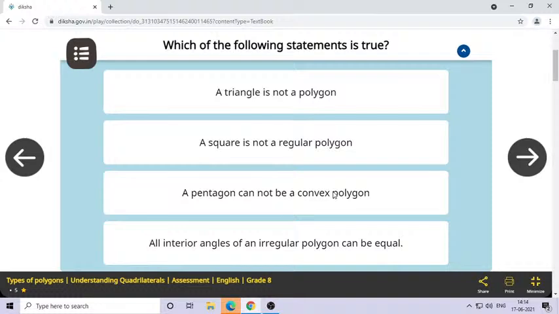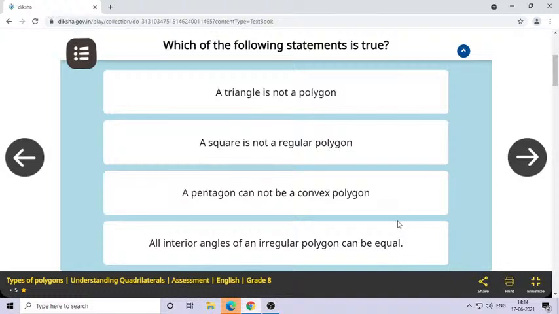So you are telling C. Pentagon cannot be a convex. Actually, I don't have a board here to draw it and show. I could have drawn and shown. Cannot be a convex? It can be a convex polygon. Okay. Look at the last statement. All interior angles of irregular polygons can be equal.